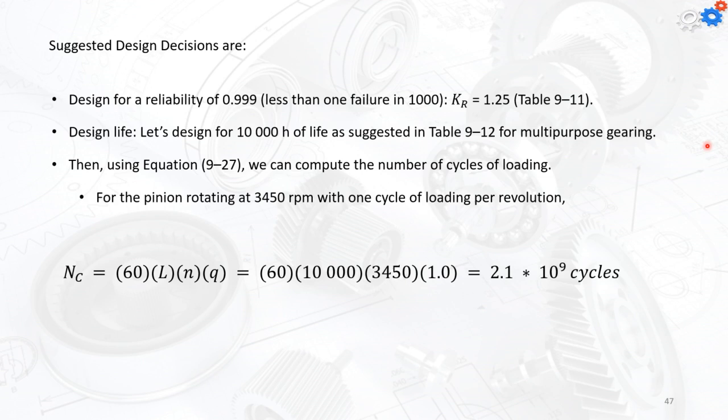And then by using equation 9.27, we can compute the number of cycles of loading. For the pinion rotating at 3,450 revolutions per minute, with one cycle of loading per revolution, we're going to find that the number of cycles for the life is going to be 2.1 multiplied by 10 to the power 9 cycles. So now we can choose the material according to what we got earlier, and let's use the ZN. We are going to use figure 9.22, and we'll find that the value for the ZN is 0.89. Okay, so we did that for the spur gear. We can go back to the video of the spur gear and find how we use the chart to find the value for the ZN, and also it can be calculated.